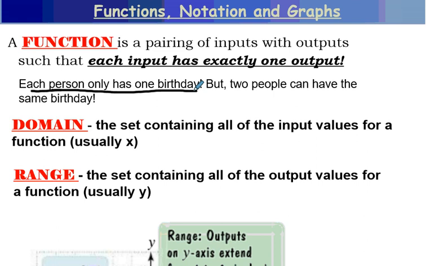You'd have two different outputs for one input. That would be a bad rule. It's illogical. However, what can happen, and we'll look at this, is two different inputs, in this case people, can have the same birthday. That is possible. Two different inputs can then have the same output.